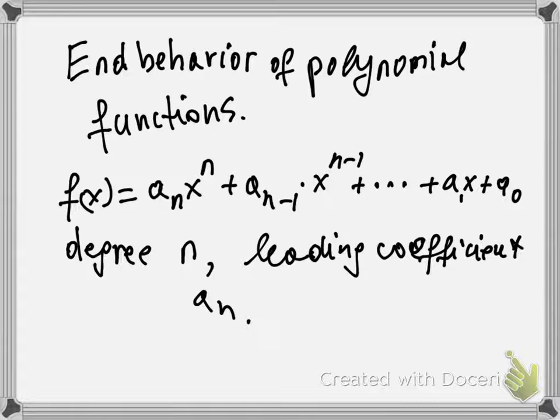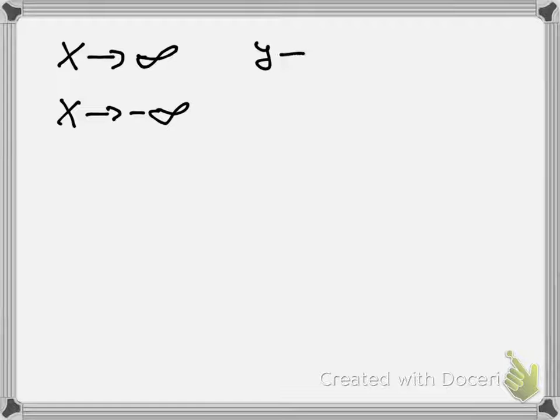So the end behavior means discussing the values of y when x becomes very large in magnitude. In other words, we're going to look at making x very large, like x approaching infinity or x approaching negative infinity. Then we're going to look at what happens to the values of y.